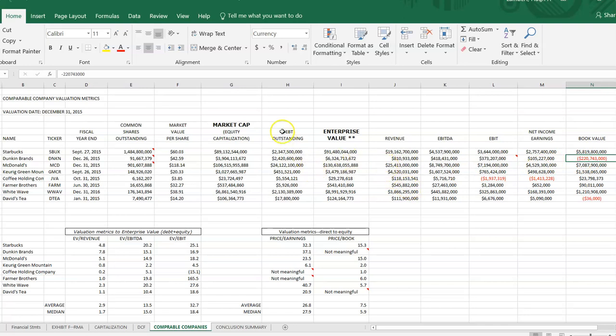The reason we do these calculations, and summarize this information, is we have this data here, which is market data.